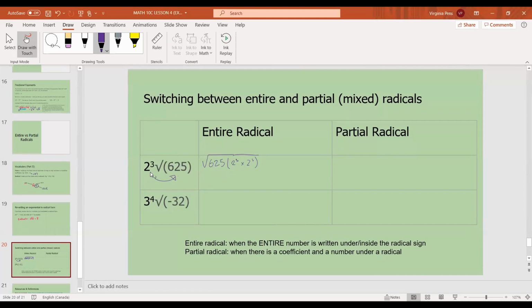I brought this 2 to the 3 inside, so I had to square it. Once you have this, you can condense the stuff inside, which will just be 625 times 2 to the power of 6. Remember your exponent laws, which will give us 40,000. This is our answer in entire radical.